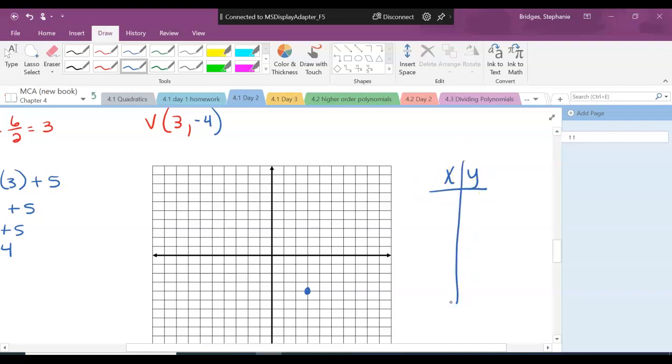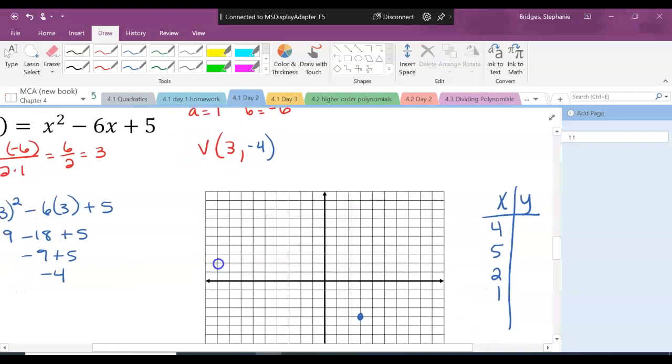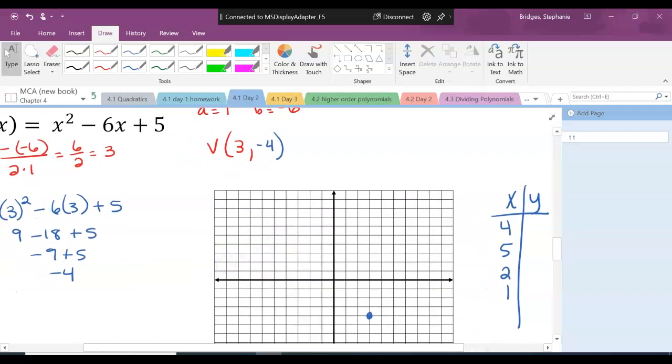So again, think about your vertex. You're at 3. What are the numbers to the right of 3? 4 and 5. And then what would the numbers to the left be? 2 and 1. So we've got to plug in 4 first. 4 squared is 16 minus 24 is negative 8 plus 5 is negative 3. Is my mental math correct on that one? Okay. If I plug in 5, it's 25 minus 30 is negative 5 plus 5 is 0.